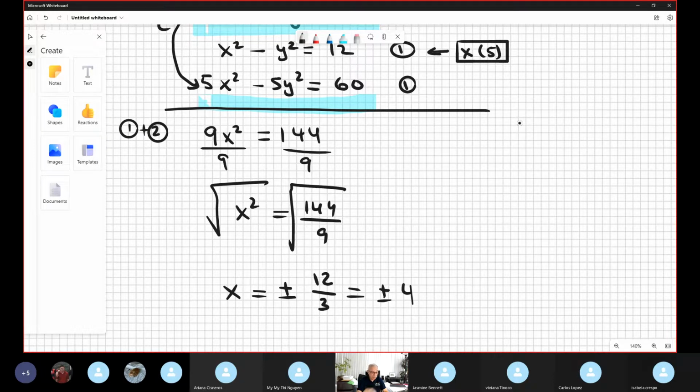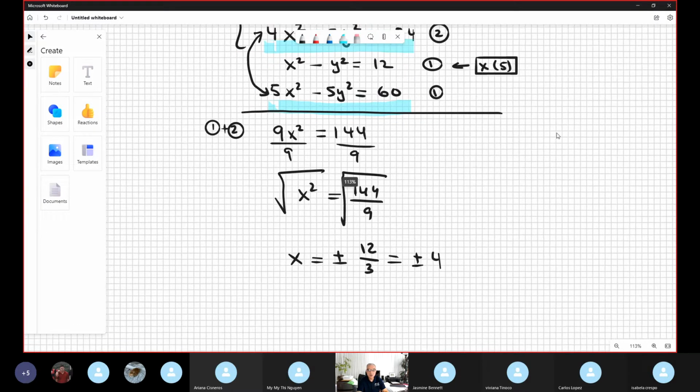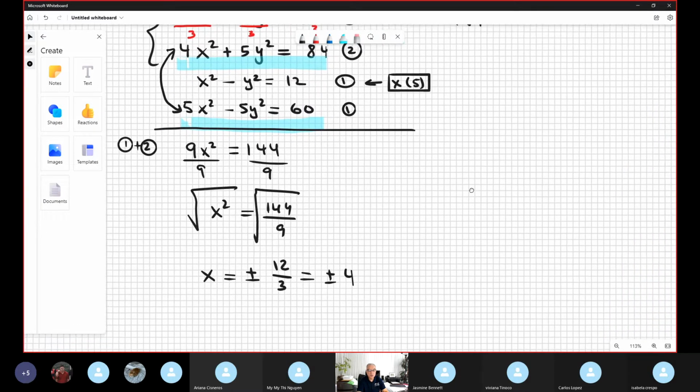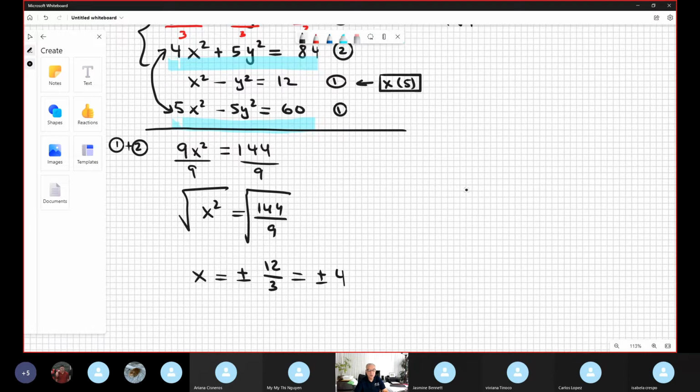Now substitution, and which one? The easier equation always. I try to discover what is the easier equation. In my opinion, the easier equation is this equation. Look. Therefore, what should I do? Well, x squared is 4, but for substitution, both, plus or minus 4 squared.